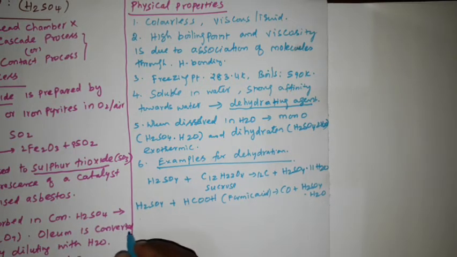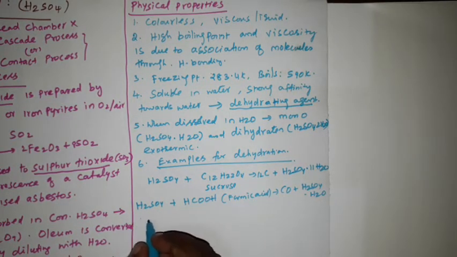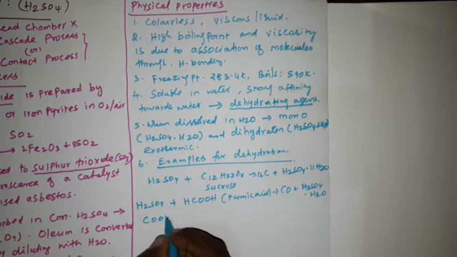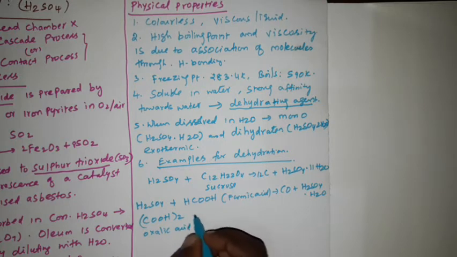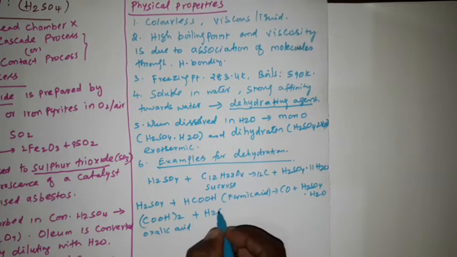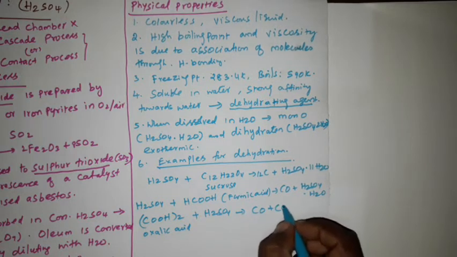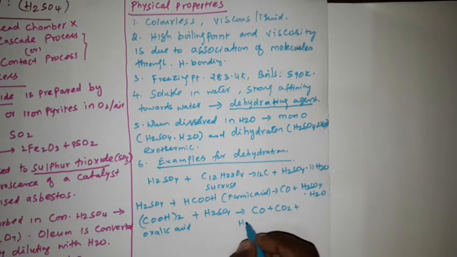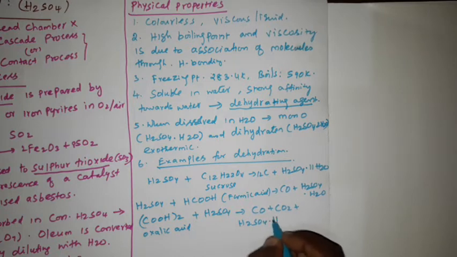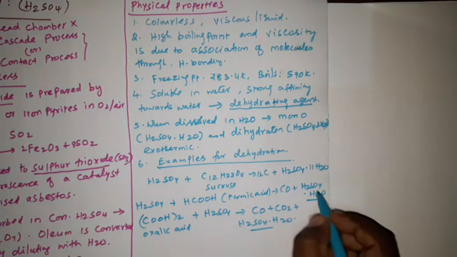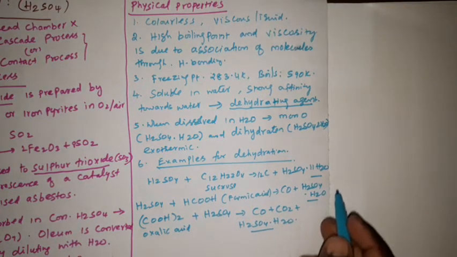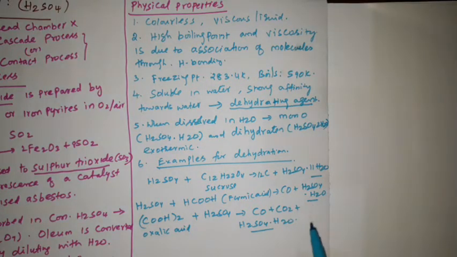Okay, next one is oxalic acid, (COOH)2. This is oxalic acid, plus H2SO4. We will get carbon monoxide, carbon dioxide plus H2SO4·H2O. So these are the hydrates. Okay, sulfuric acid forms hydrates.